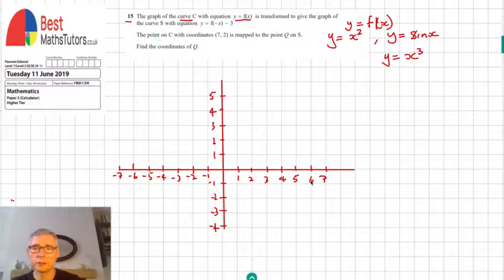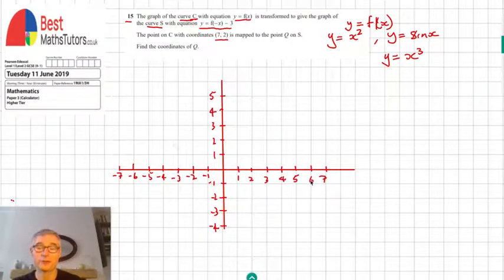What we're asked to do is, we're told that this curve is transformed to give another curve, which is curve S, which has a slightly altered equation. This time it's y equals f of, not just x but minus x, and then minus 3. And we're told there's a point on the original curve C which has the coordinates 7, 2.